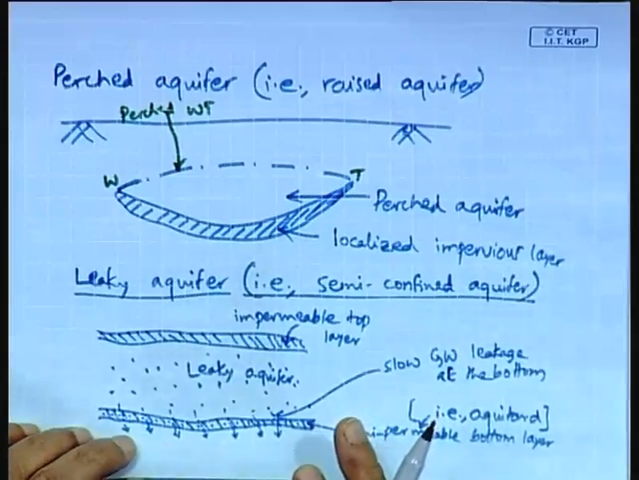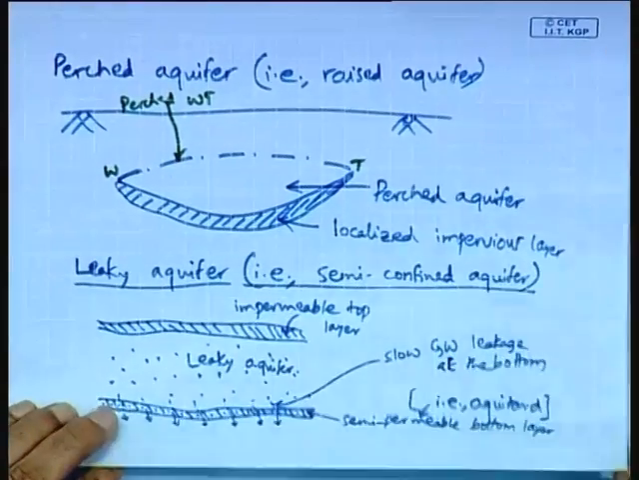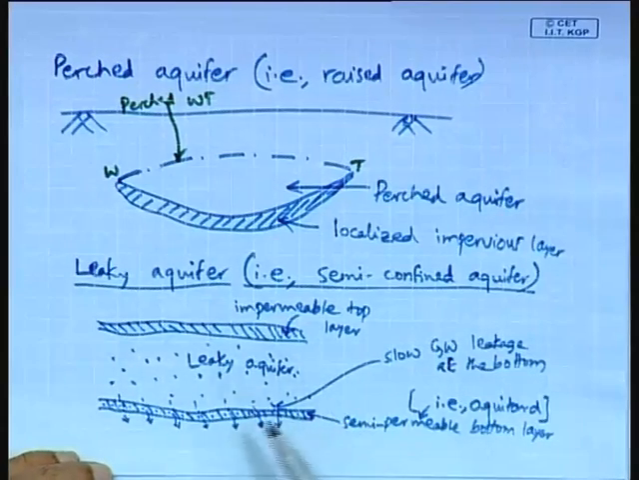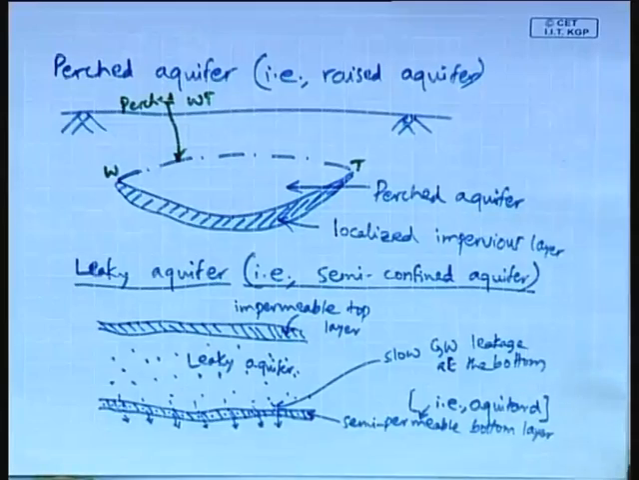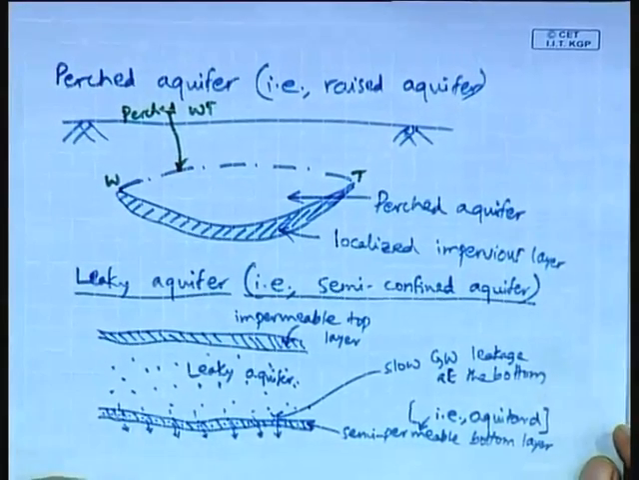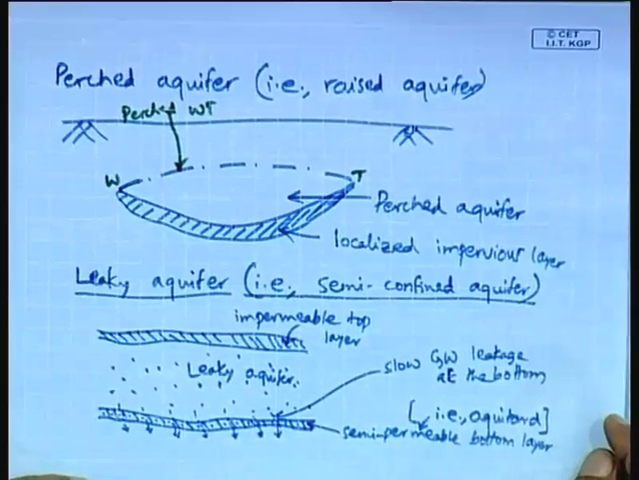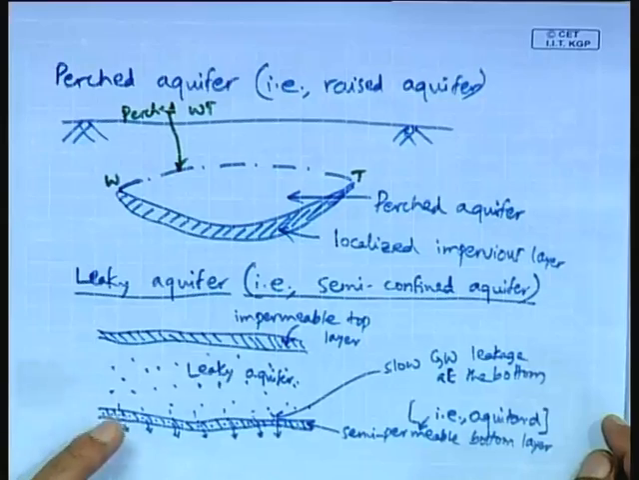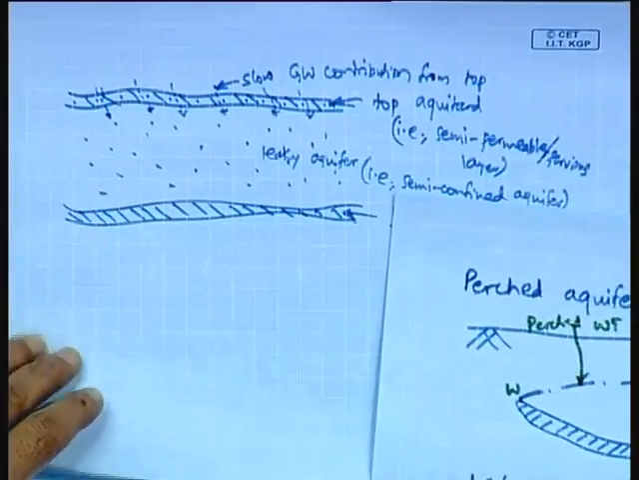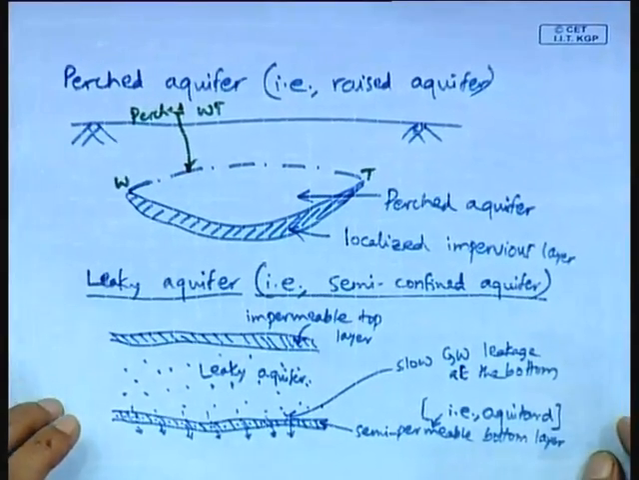It is for this reason that these are known as semi-confined aquifers. Basically, on one end, either at the top or at the bottom, there is a confining layer which is fully impervious, and on the other end, in this case it is at the bottom, and in this case it is at the top, the layer is an aquitard which is semi-pervious.